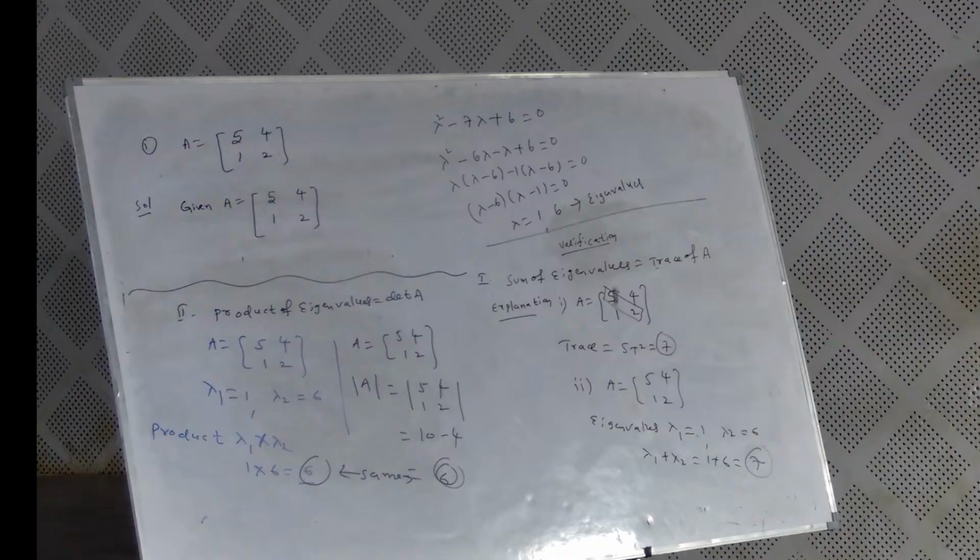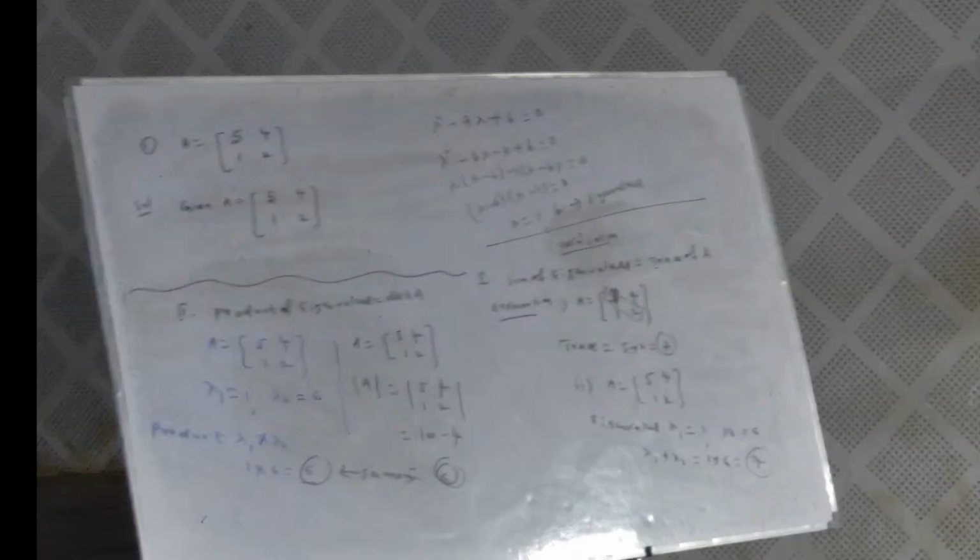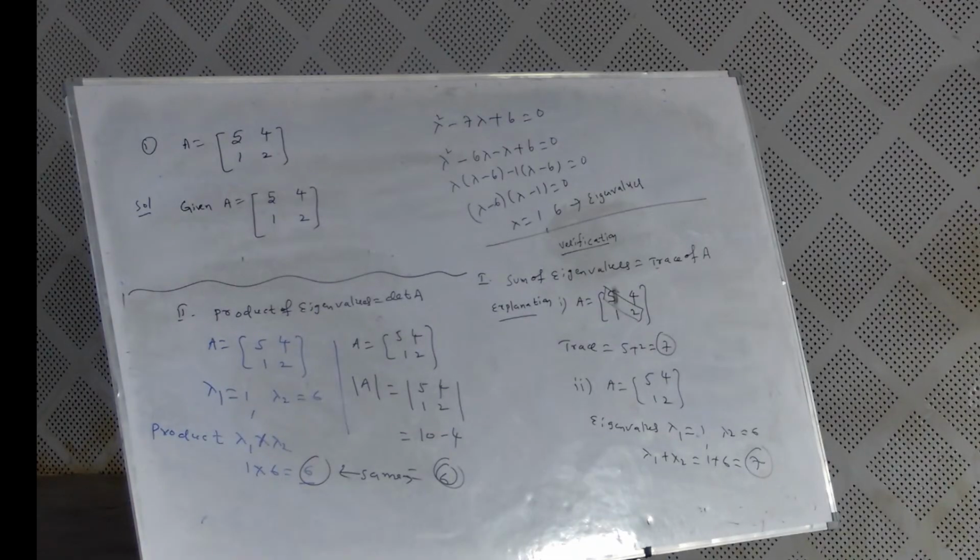Okay, finding the eigenvectors first using the general way, using rank and echelon form, and solving the equations easily. There is one shortcut that we'll see in the third one. Okay, I will tell you all these things.